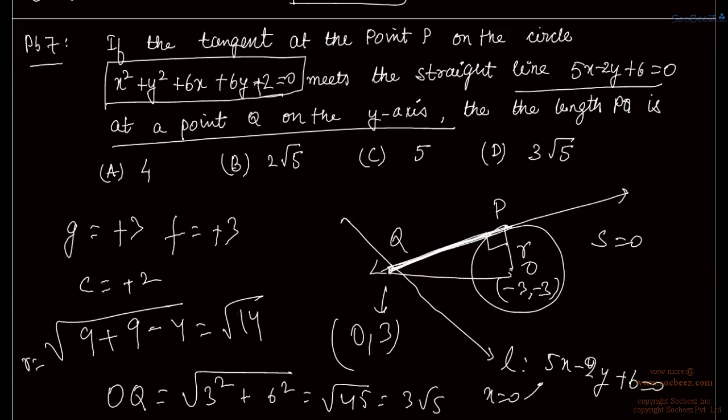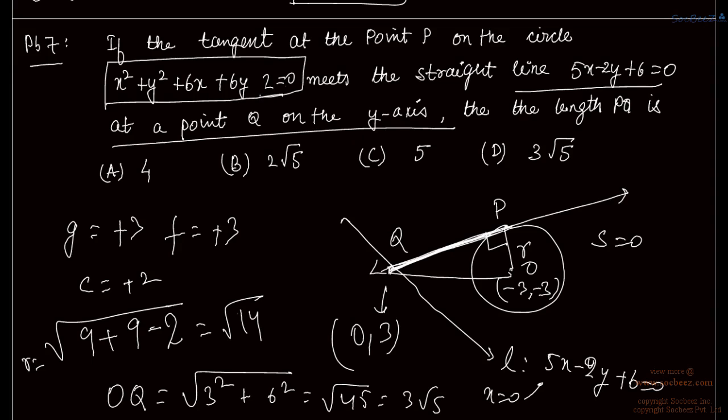So we are also finding the length of OQ. The length of OQ is 3 root 5, root 45. So we know the length of OP as well as the length of OQ. The length of OP is the radius of the circle. So the radius of the circle, from here we can find it out. That is G square plus F square minus C. Okay. So G square is 9. F square is also 9. 9, 9, 18. 18 minus C. C is actually 2. Here it is 2. So it's not 4. It's 2.